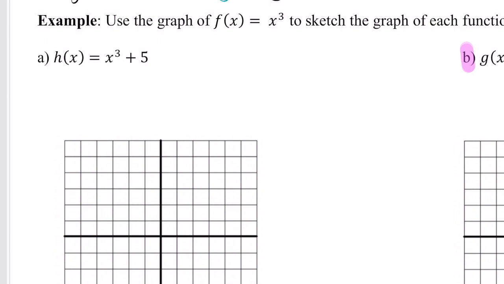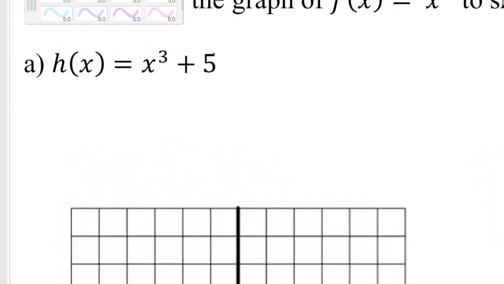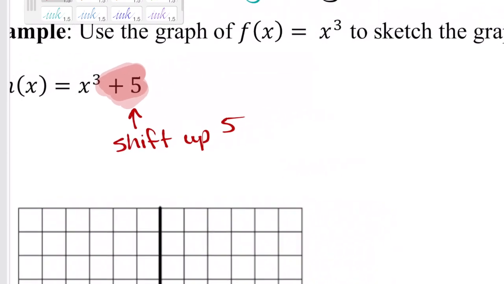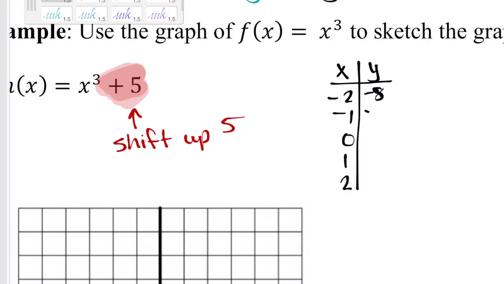So here I notice the only real difference between the original function and this new one is this plus 5 on the outside. Because it's on the outside, it's not inside the parentheses with that cube. This means it's going to be shifting up. So I'm going to take my parent function, and again, my kids and I have talked about parent functions before. These are the basic x values. When we plug those into x cubed, we get this. And shifting up 5 means I'm adding 5 to all of my y values.